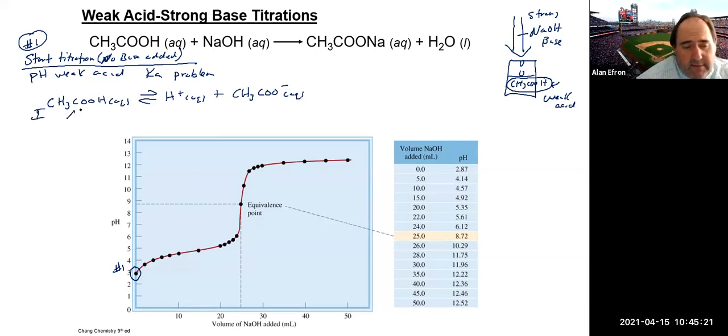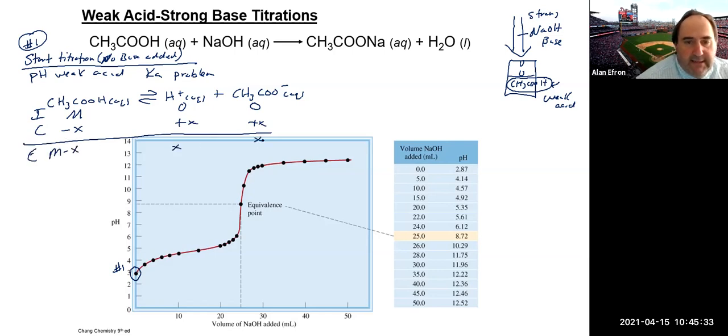We could do this table in molarity, 0 and 0. Change would be minus x, plus x, plus x. At equilibrium, molarity minus x, x and x at this point. We can solve for x using our Ka, like we've done before in a previous chapter. That x will equal the H plus concentration, and then you could obviously go into the pH at that point.